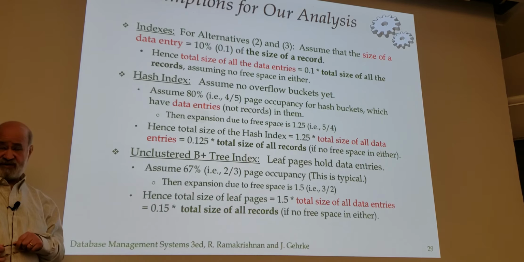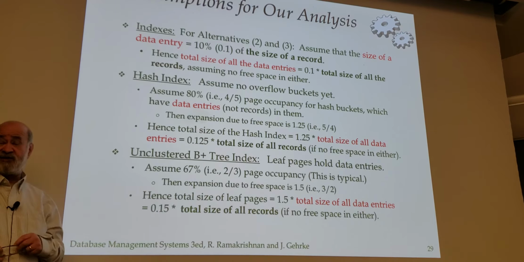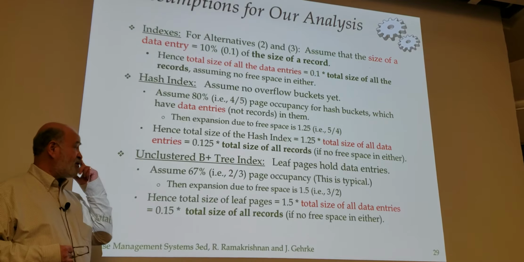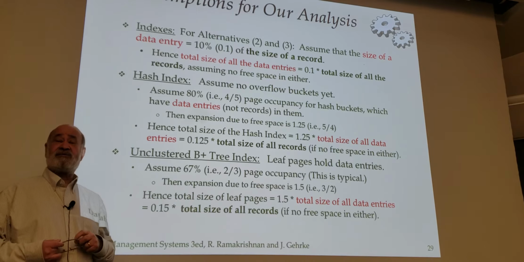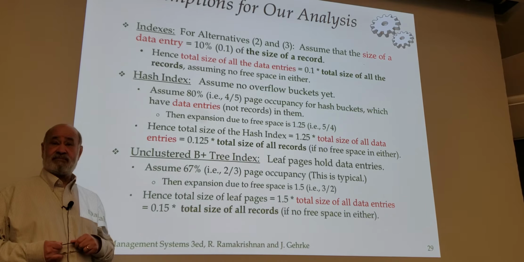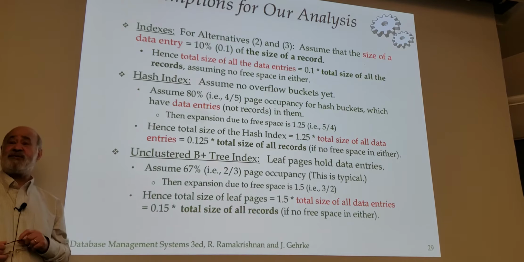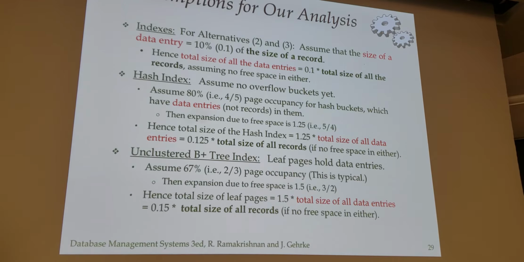1.25 times the total size of the data entries, which is 1/10 the size of the records. So 1.25 times the total size of all the data entries is the same as 1/10 times 1.25 times the total size of the records. Basic algebra. A little bit confusing. So it's going to be 0.125 times the total size of the records if there were no free space in either. But because there is free space, that's where the 1.25 comes in. Okay.